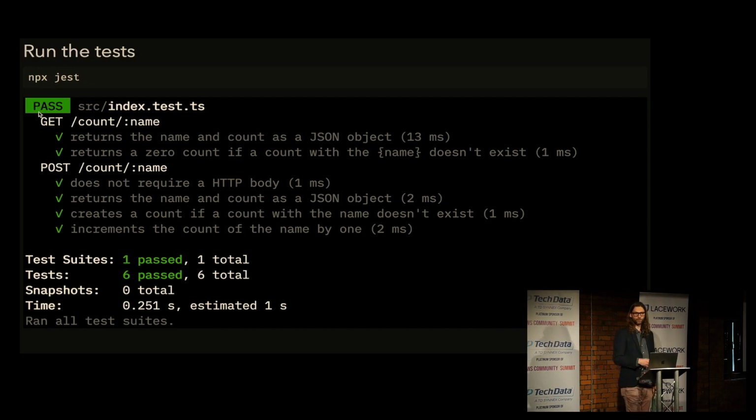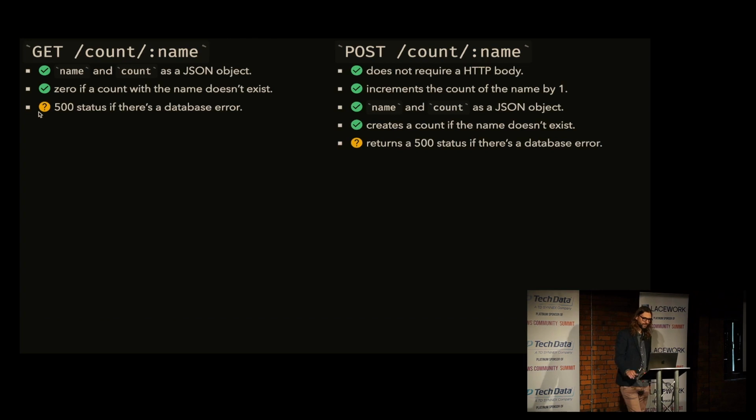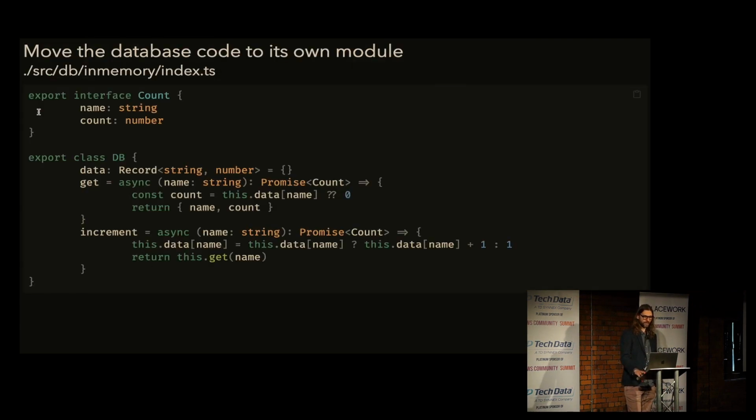You can see, okay, all of the code is working pretty much as I expected, except I missed out a requirement. And if I look back to the beginning, I said that if there's a 500, if there's a database error, there needs to be a 500 status. Now, I think it's going to be really difficult for my database code as it stands to ever throw an error, because it's just an in-memory map.